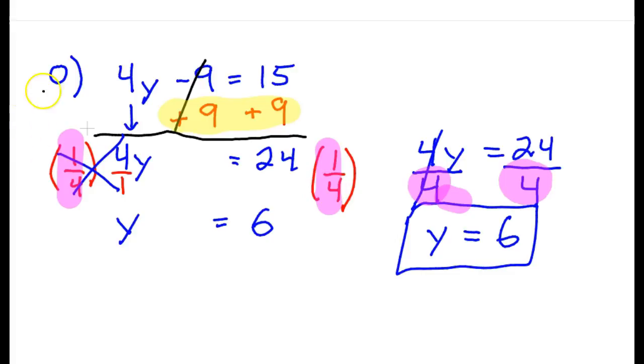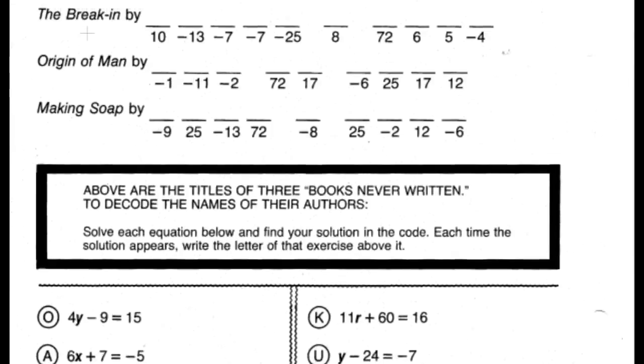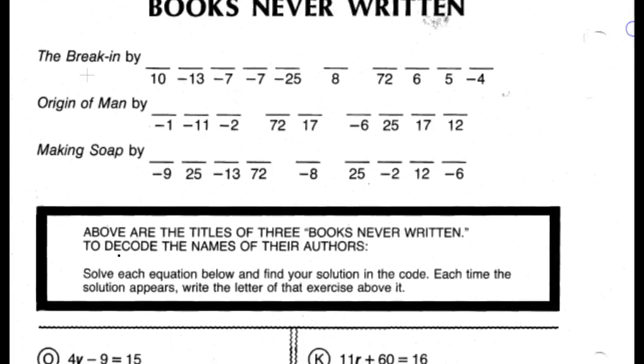So it says, okay, O is 6. So we can go back to the top, and you can read the directions above our titles of the 3 books never written. Decode the names of authors. Solve each equation below and find your solution in the code. Each time the solution appears, write the letter of the exercise above it. So you find 6 and you put O. And it might be listed several times, so you might have 6 is here. It might be listed other places as well. Any of the other words have the letter O in it. Okay? So that's how you do that.